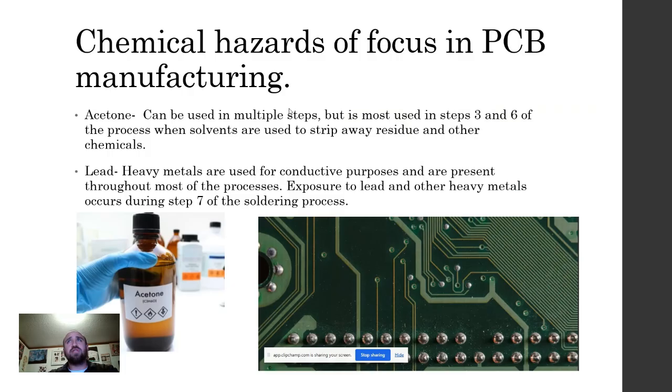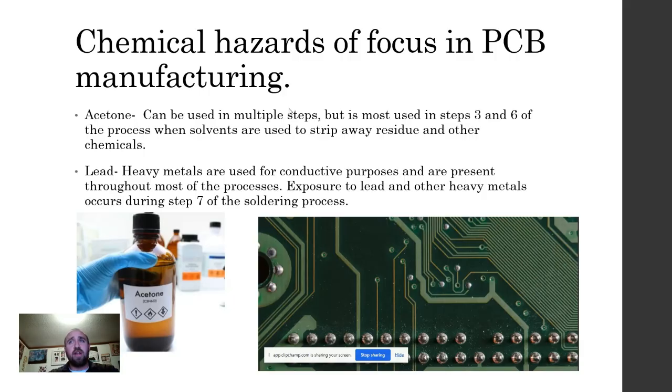So, chemical hazards of focus in PCB manufacturing. I'm going to be looking at acetone. The reason I'm looking at acetone is it can be used in multiple steps, but it's used in steps 3 and 6, just like I was talking about, when we're etching and also when we're finishing. And then lead, a heavy metal, is used mostly for conductive purposes and is present throughout most of the processes.